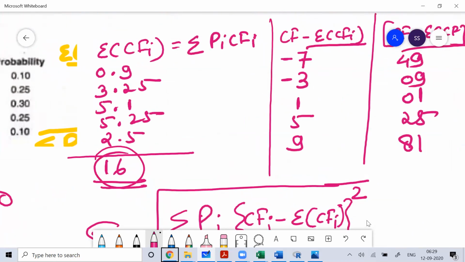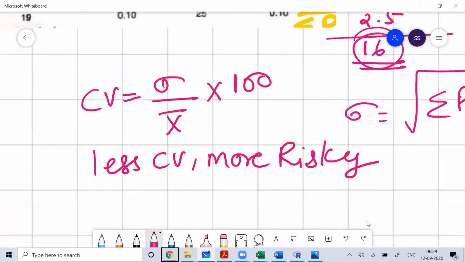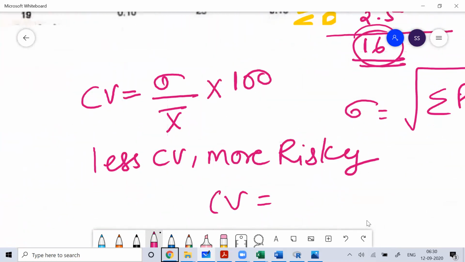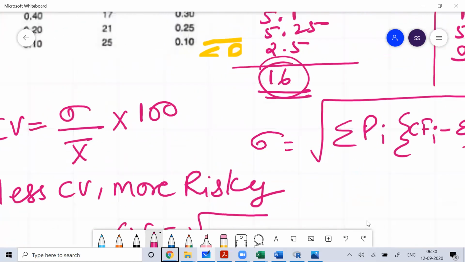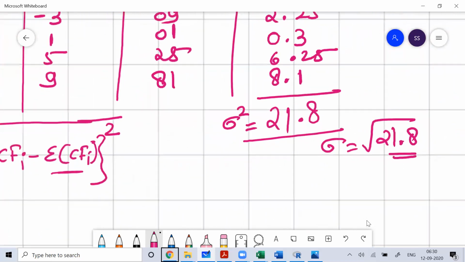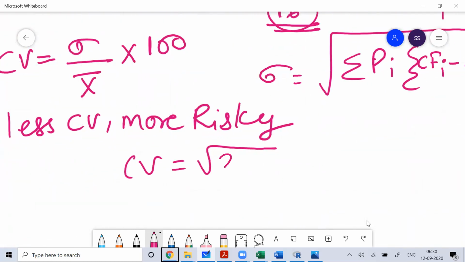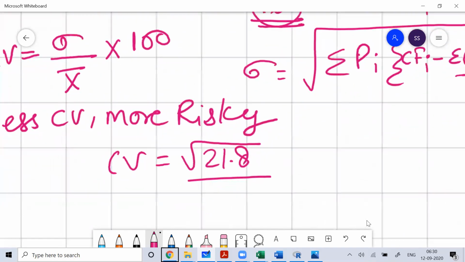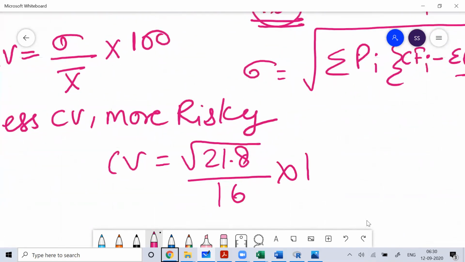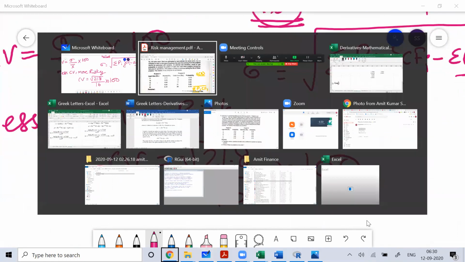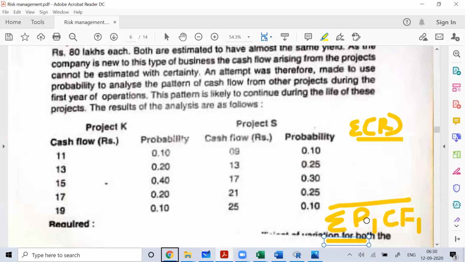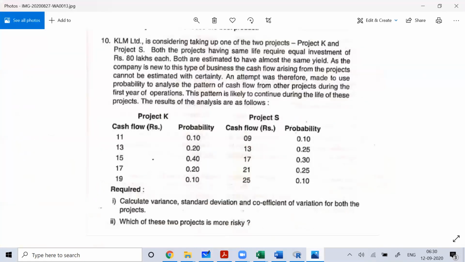Mean is what? 16. So the coefficient of variance of this would be the standard deviation, square root of 21.8, divided by the mean, 16, into 100. So this I did for one. Like this you can do for the other also. Solving this kind of problem will be very easy.